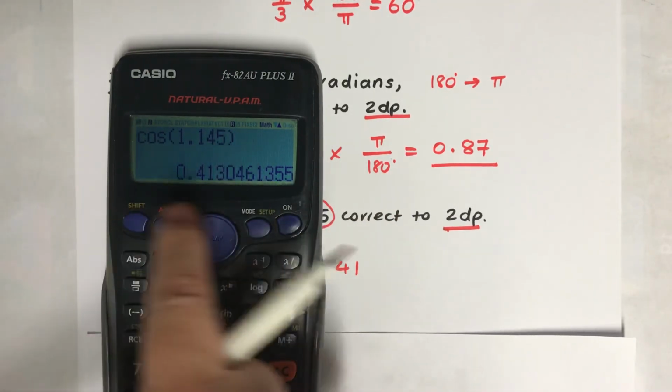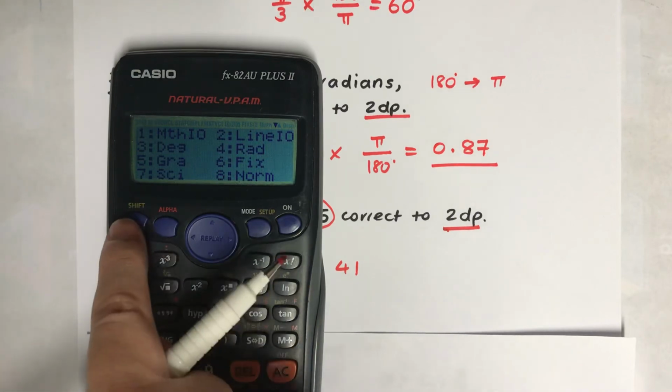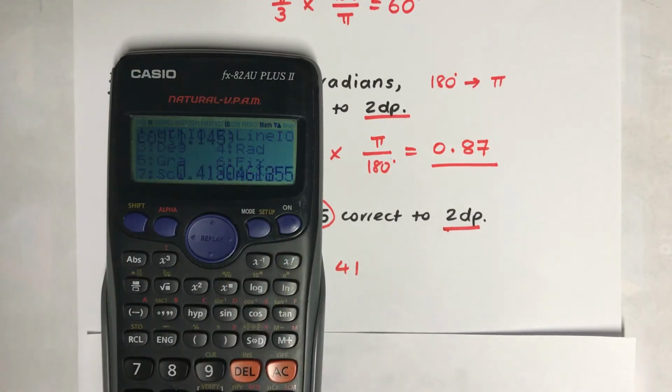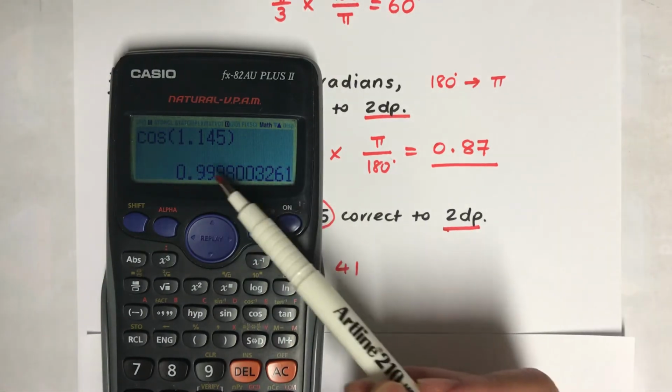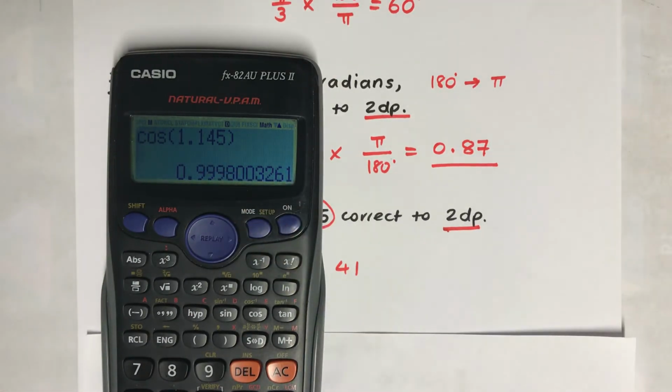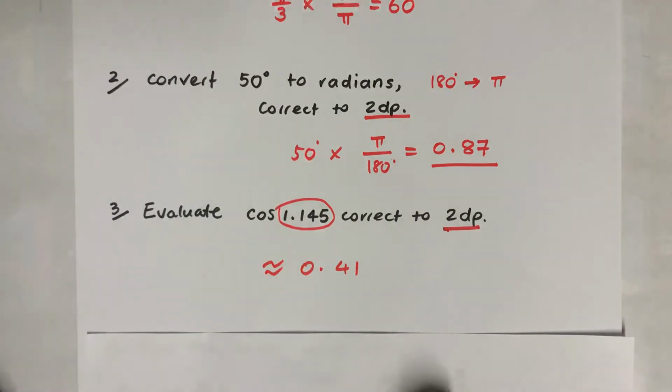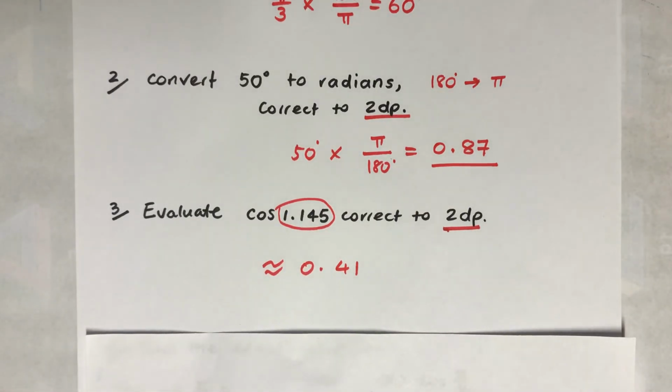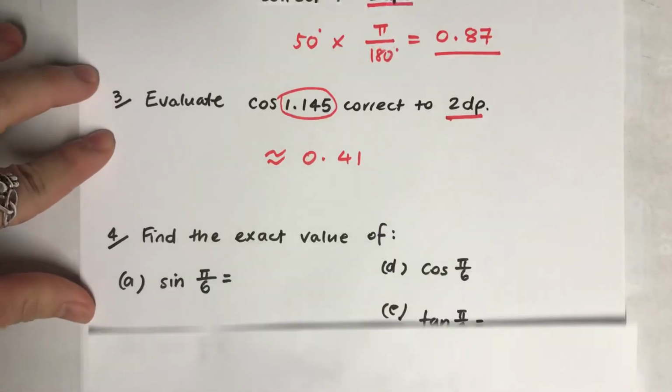Now I want to change back to degrees. I'll use shift mode and then go back to 3, equals. Now, as you can see, the answer is completely different. So if you use degrees where you're supposed to use radians, you will get a wrong answer. So make sure you don't do that. Okay? All right, next one.